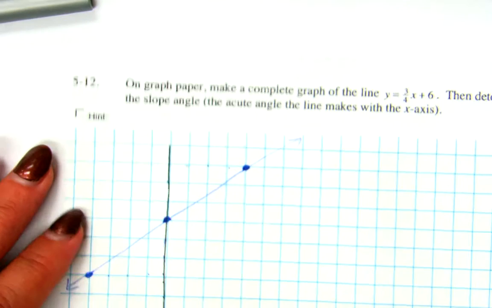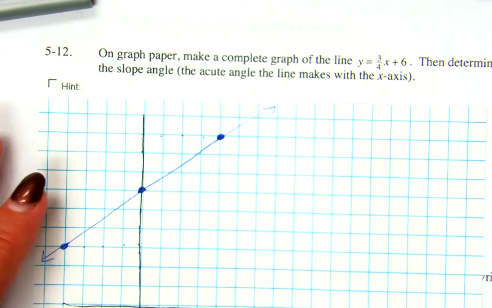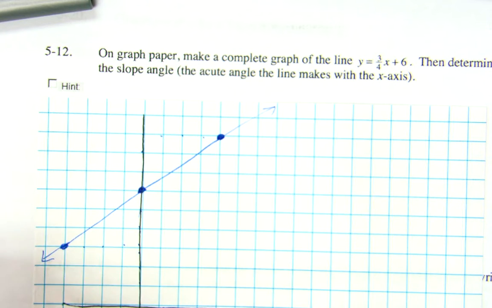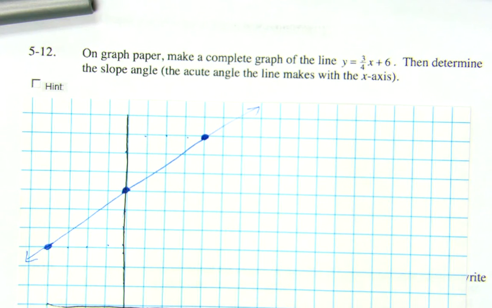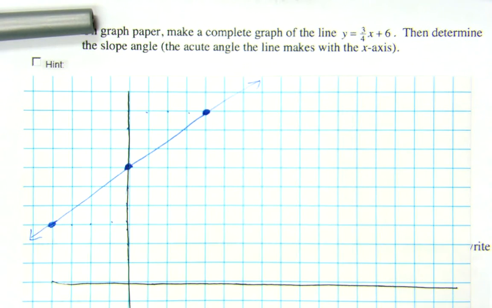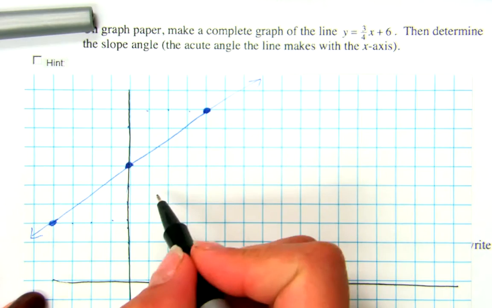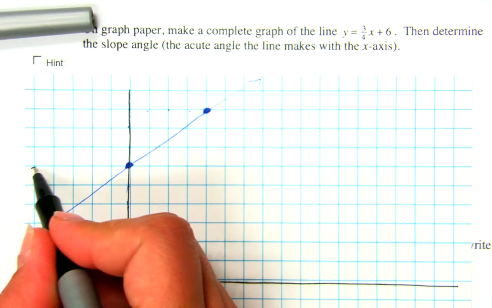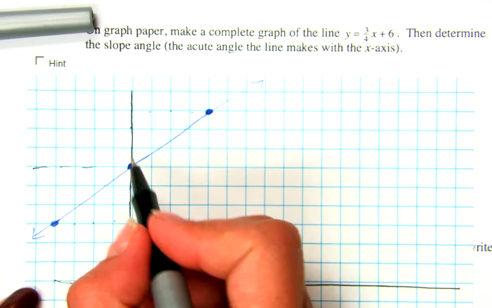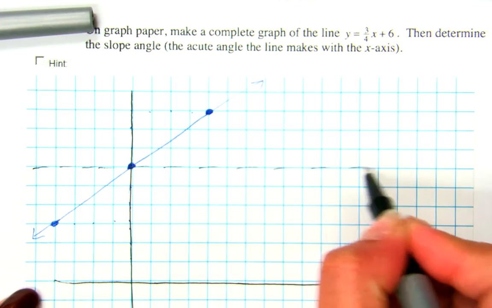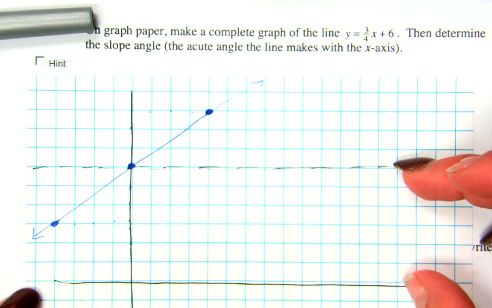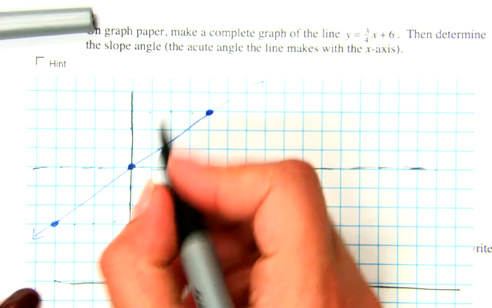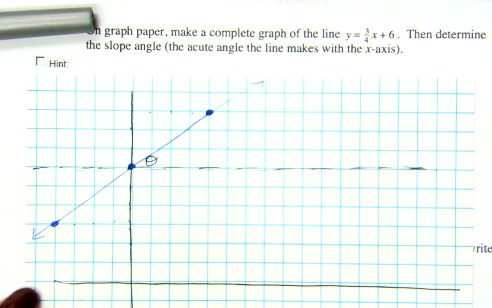Okay, the next thing is to figure out the slope angle. So the slope angle is the acute angle that the line makes with the x-axis. So this was your x-axis down here, right? Well, technically you can think about it as bringing it up. So I'm going to do it right here. Okay, these two are parallel, and the angle that it wants is this one right there.